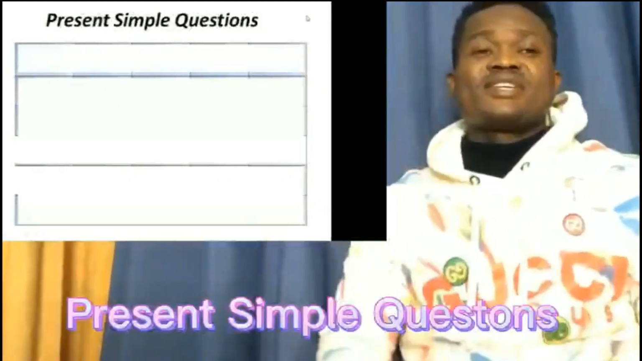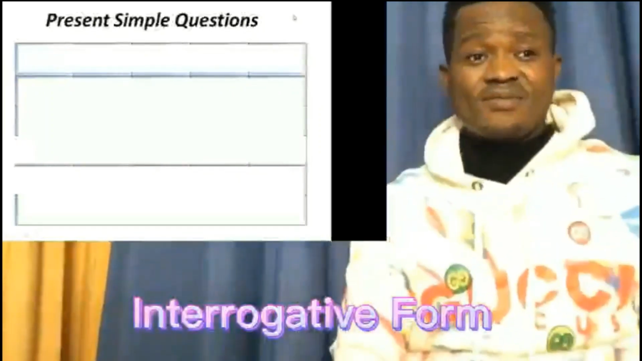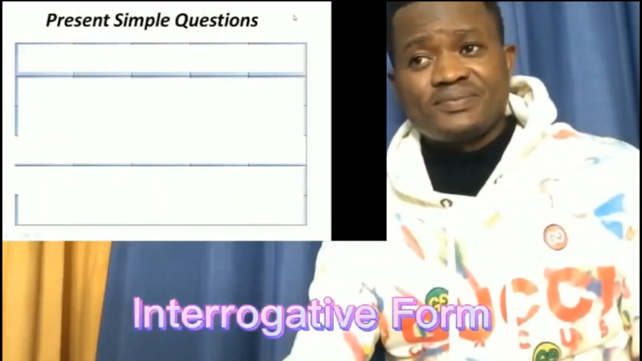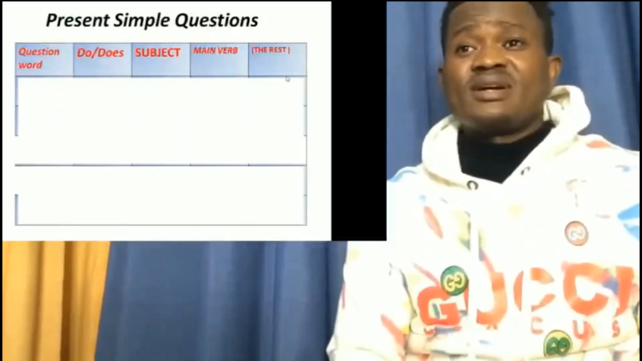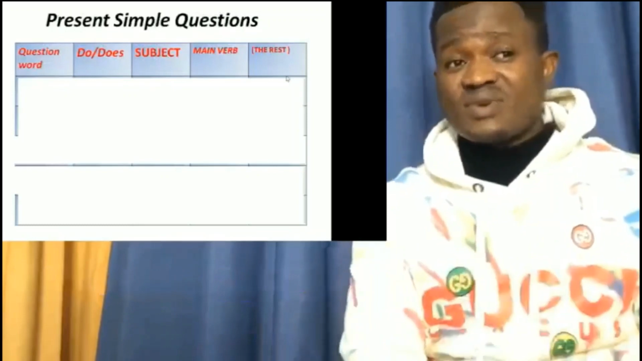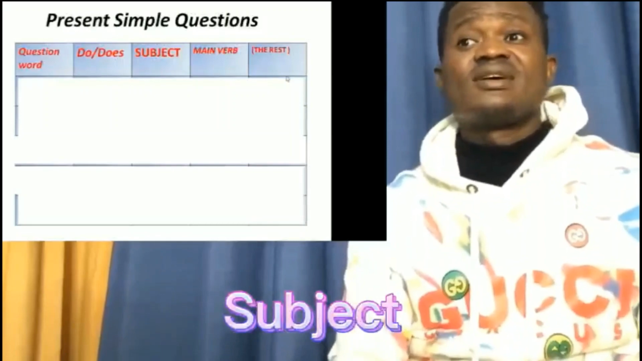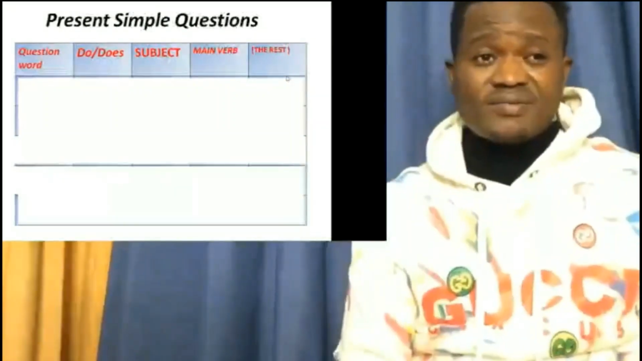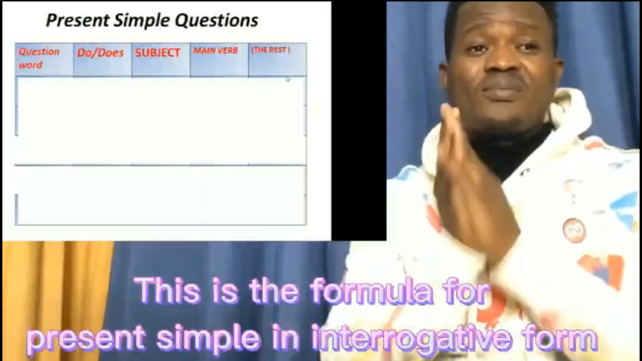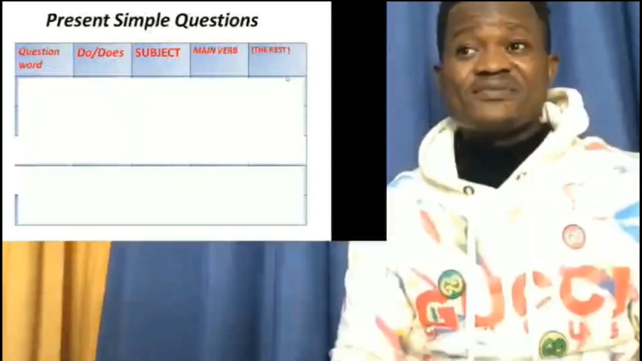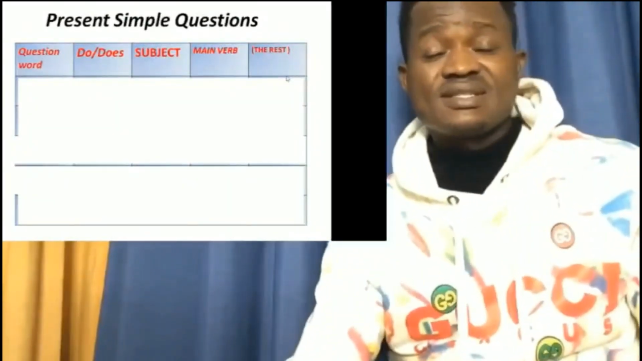Present simple questions, the interrogative form. All right. So guys, the formula for present simple questions is do, does, subject, main verb, the rest. So this is the formula for the present simple interrogative form, the question form, right?